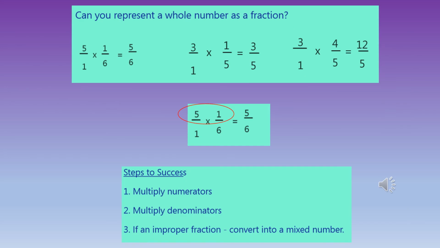If we convert our whole number into a fraction, we can then follow these steps of success to multiply them both together to give our answer. So the first thing we have to do is multiply both numerators together, and this will give us the numerator in our answer. So looking at this example, our numerators are 5 and 1. So 5 times 1 is 5.